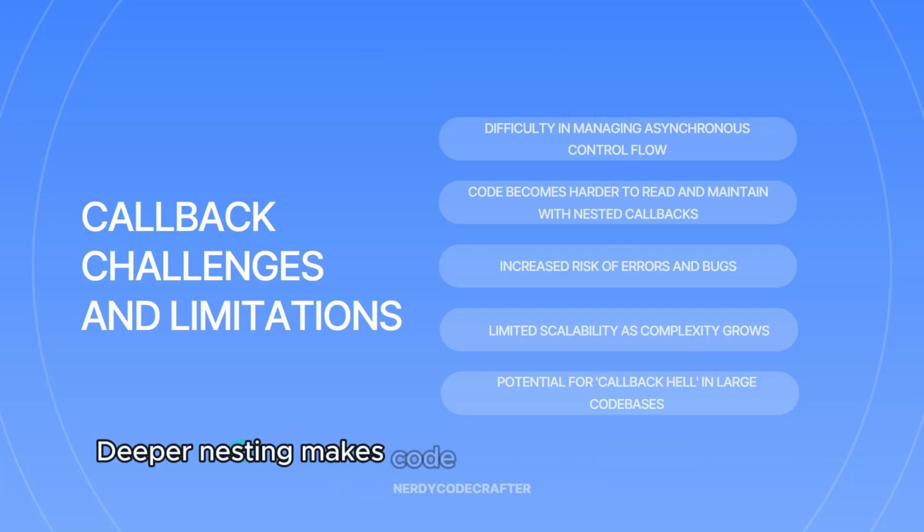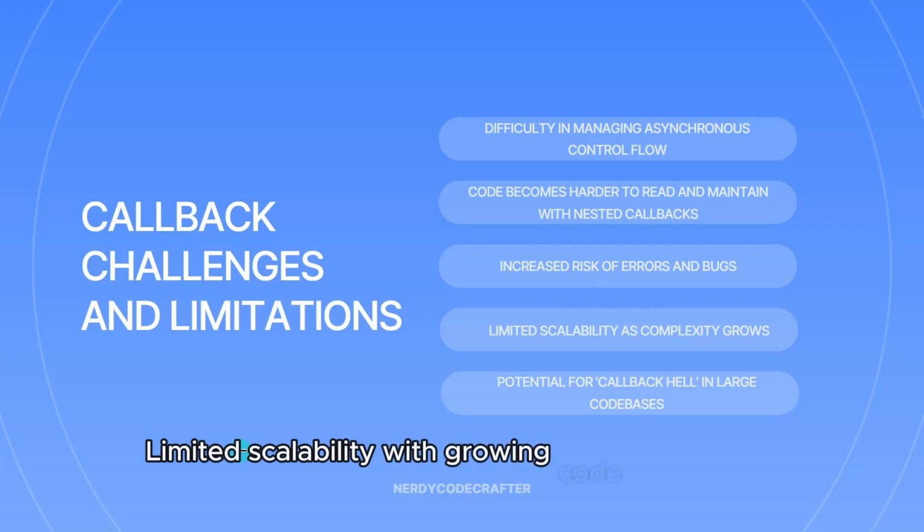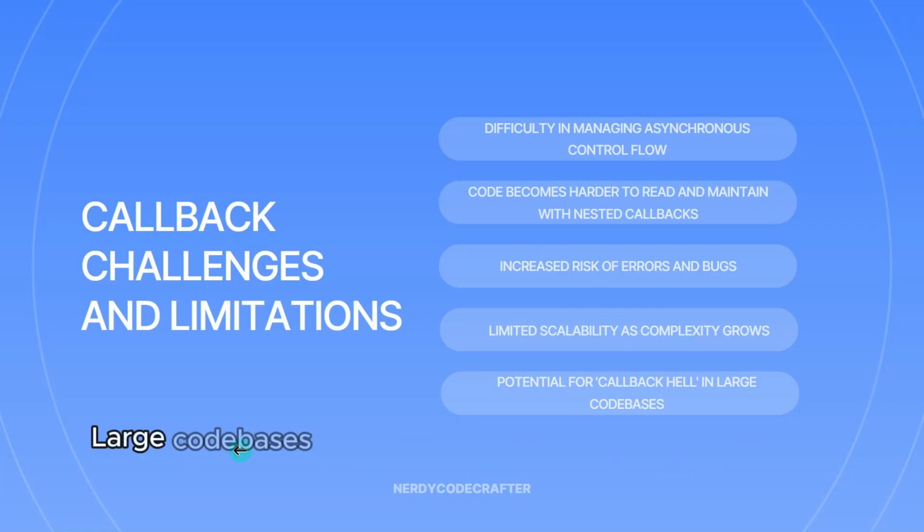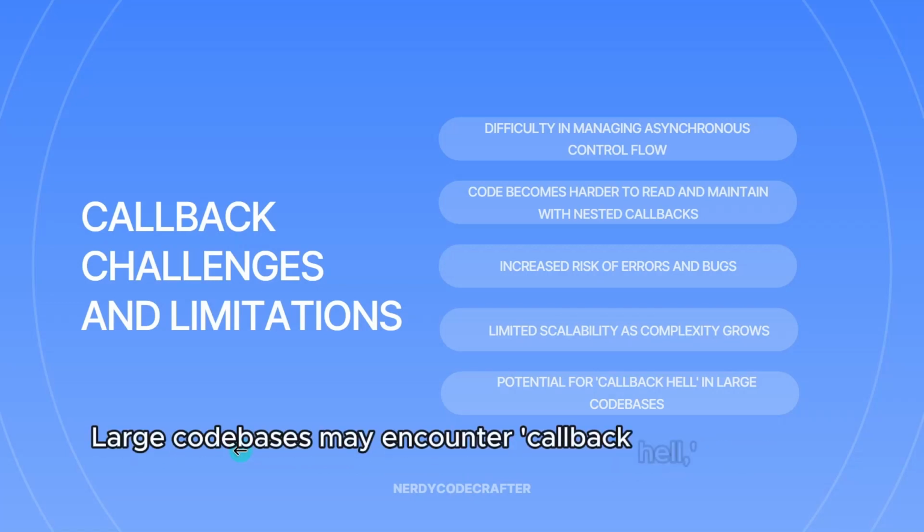Deeper nesting makes code harder to read and maintain. More callbacks increase the risk of errors and bugs. Limited scalability with growing code complexity. Large codebases may encounter callback hell, hindering organization and debugging.